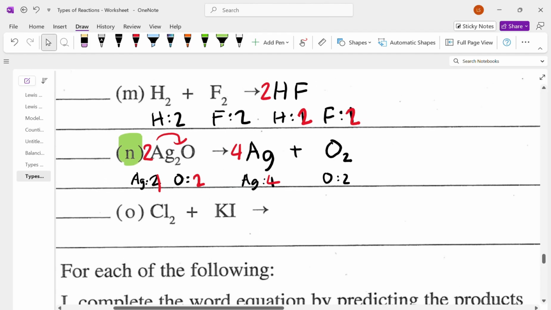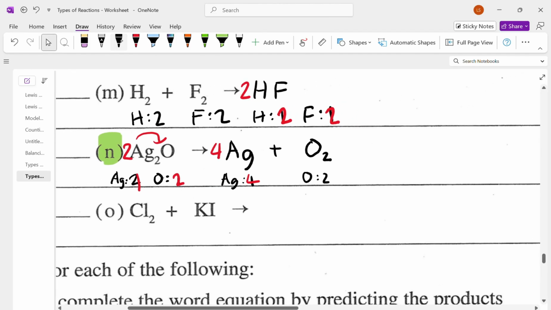And you may be wondering why we don't write Ag2 plus O2. The reason for that is Ag2 is a really unstable gas at room temperature, so we will just write it as Ag and then balance it.